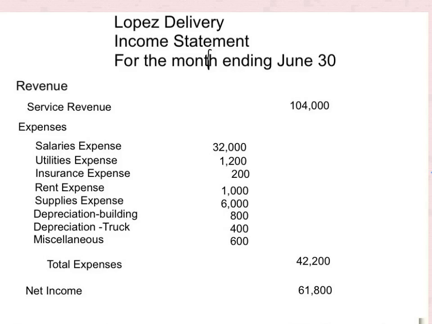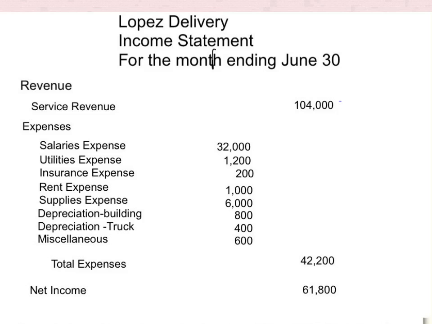Now, steps 9 and 10 complete the accounting cycle. We're closing out the books and we're going to prepare a post-closing trial balance. So recall in the income statement for Lopez Delivery, for the month ending June 30th, we have revenue of $104,000. And that represents all the transactions that earned revenue during that month, as well as these expenses.